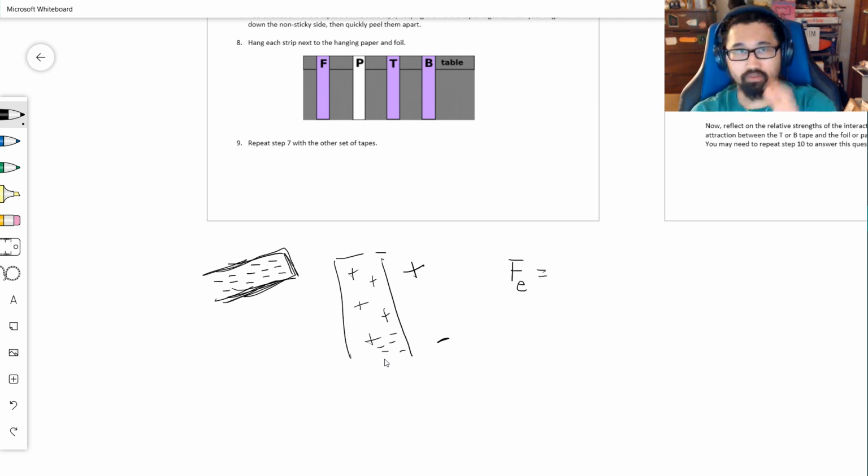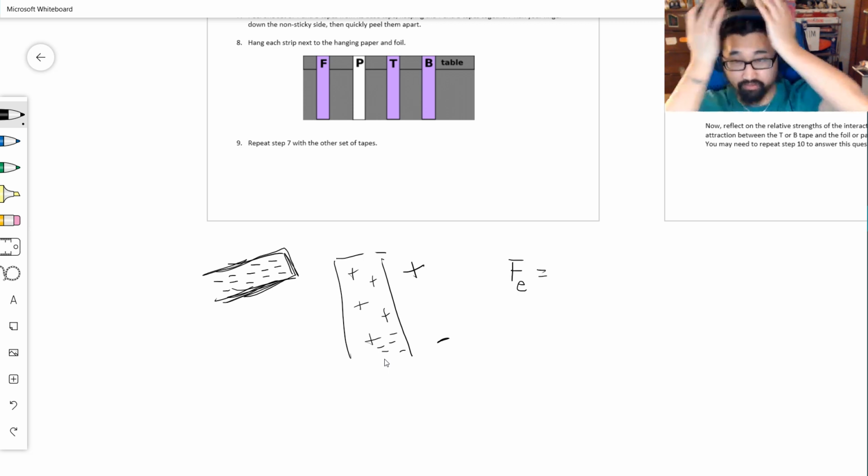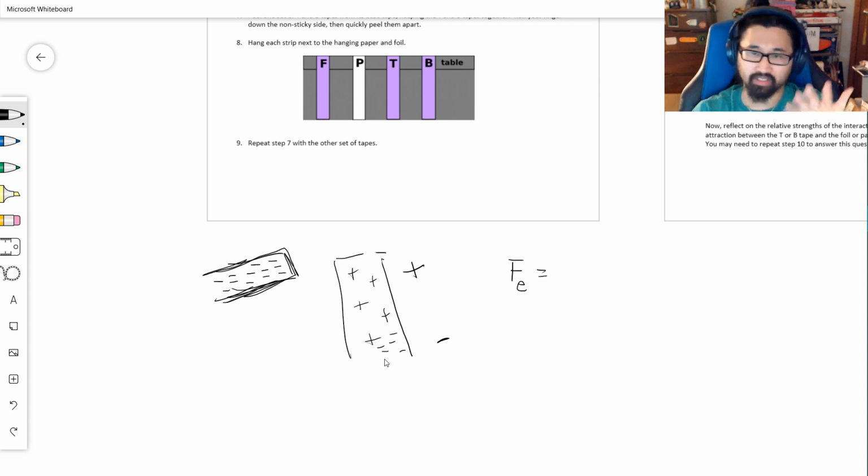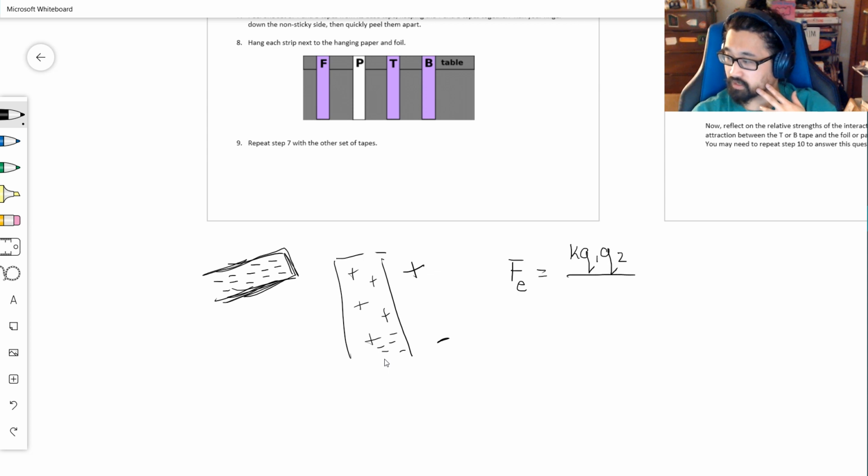Electrostatic force: if you look at page, I think it's page 4 of your reference table, it's the section with electricity. You should see an equation that looks like this, right? And this equation describes how you can actually calculate how big the force of attraction is between those things, how big the force of repulsion is between those things, right?